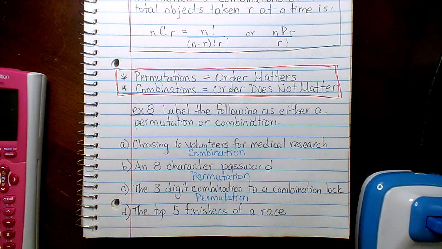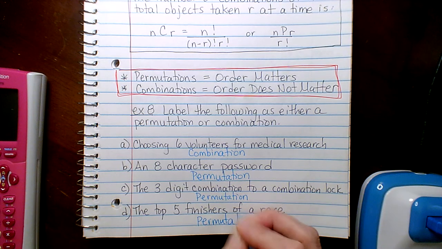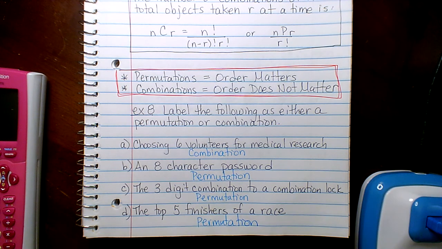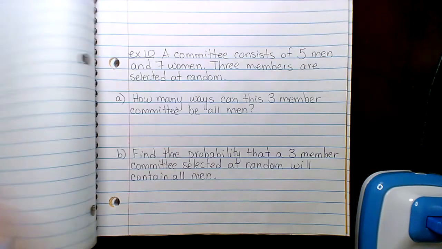The top 5 finishers of a race. That's a permutation, right? Because the order is important. So permutation, order is important. Combination, order is not important.